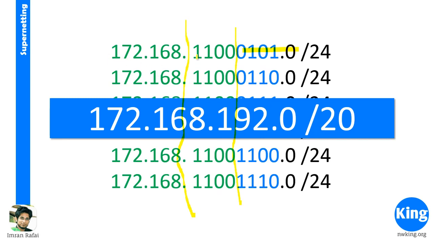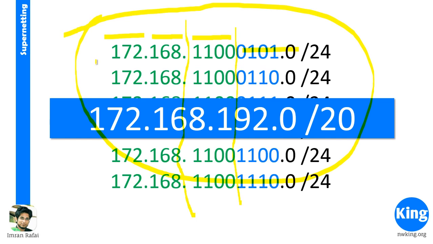How did I get /20? Count how many bits are here. This has 8 bits, this has 8 bits, and the 4 bits here. So 8, 8, 16 plus 4 is 20. So 20 bits. 172.168.192.0/20 represents all these 6 networks.